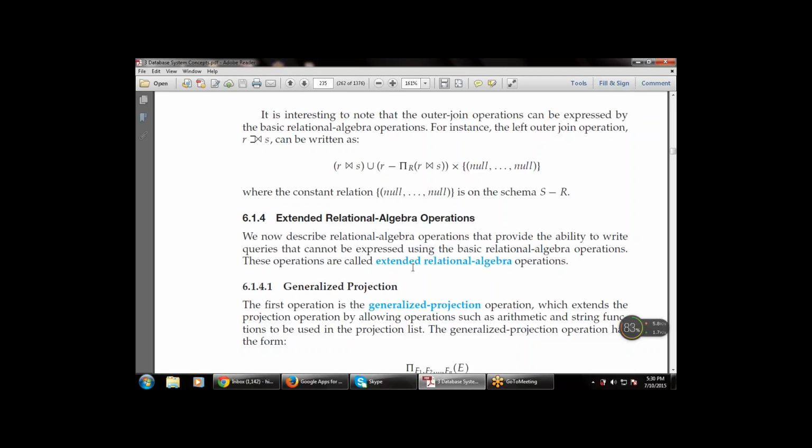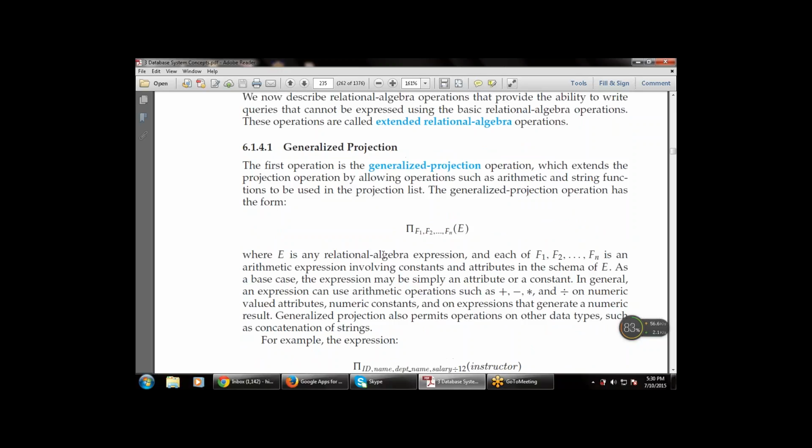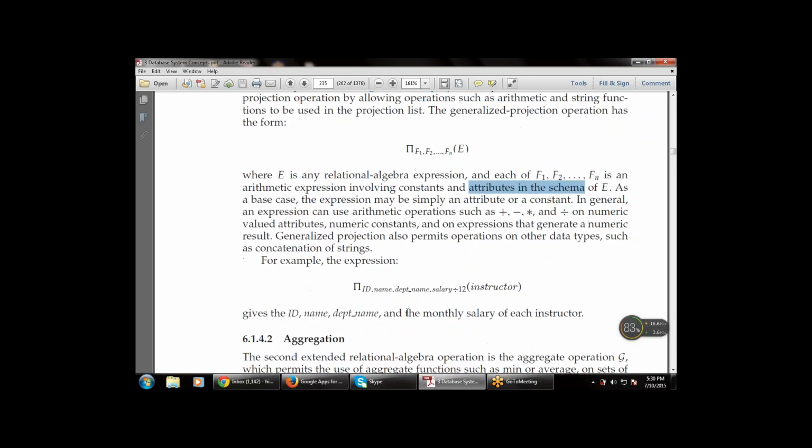The generalized projection operation has this form, where E is any relational algebra expression, and each of F1, F2, up to Fn is an arithmetic expression involving constants and attributes in the schema of E.